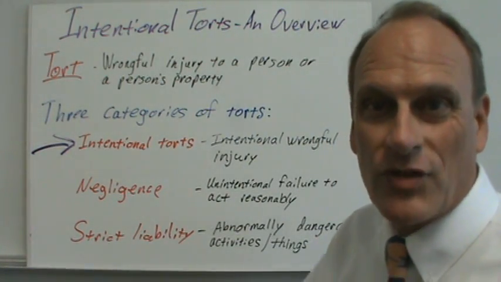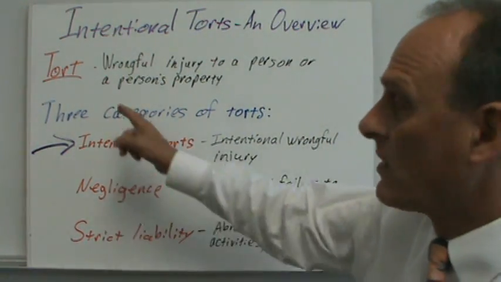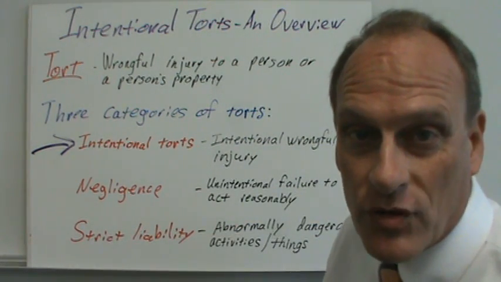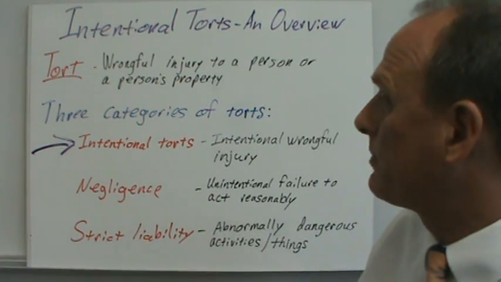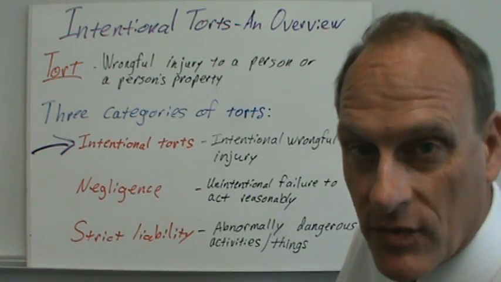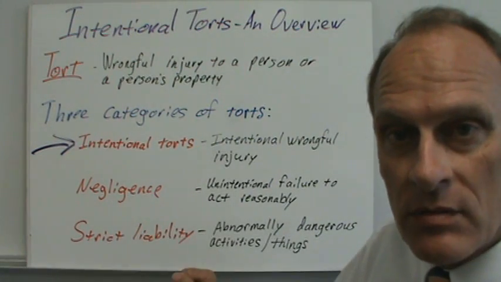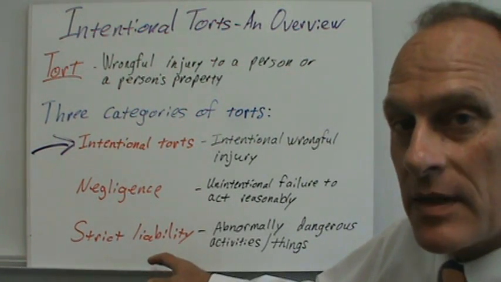Intentional torts. This is an overview. First of all, what is a tort? A tort is a wrongful injury to a person or a person's property. And there are three categories of torts. There's intentional torts, negligence, and strict liability.